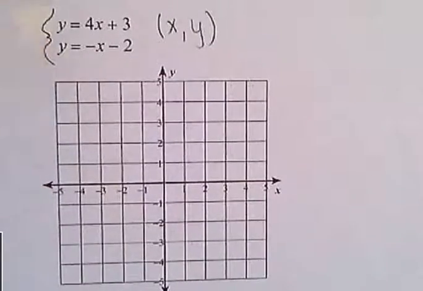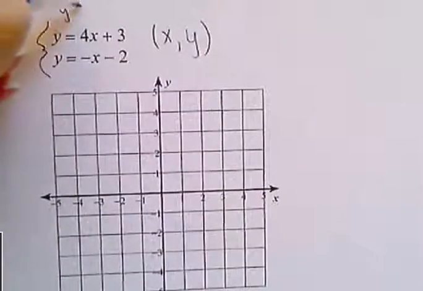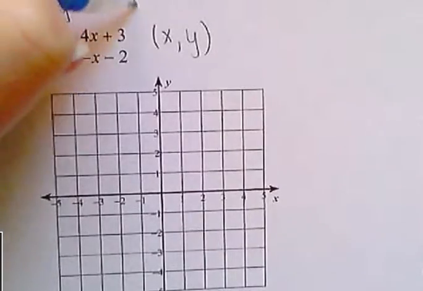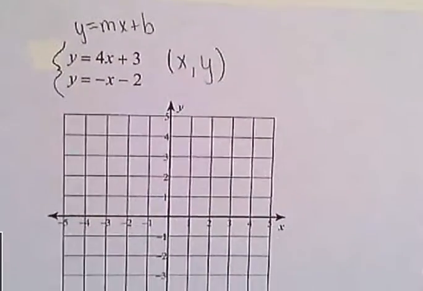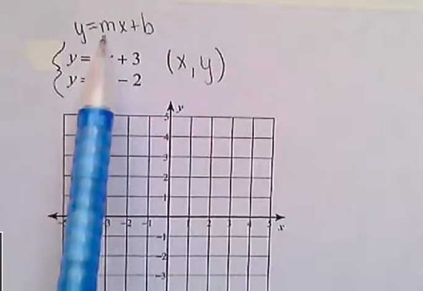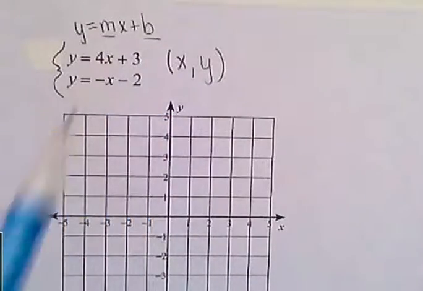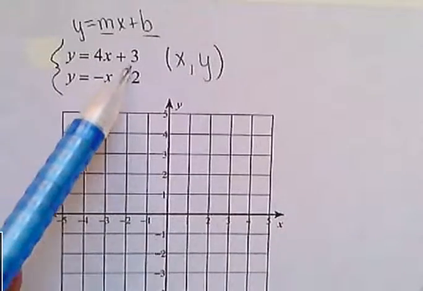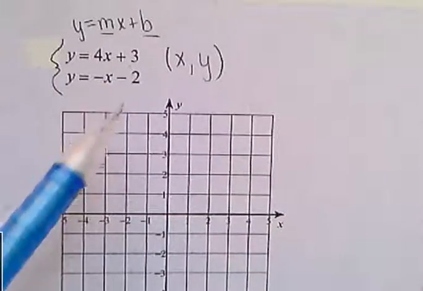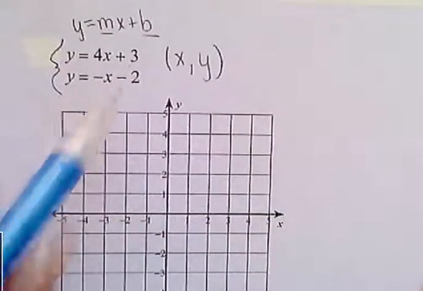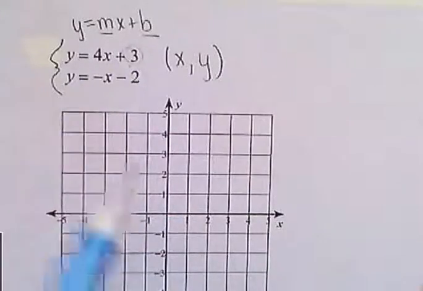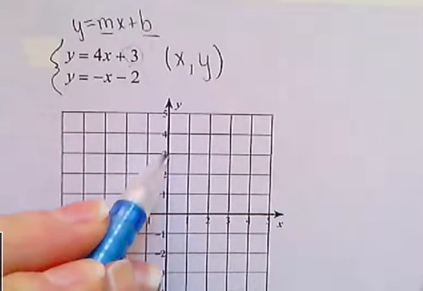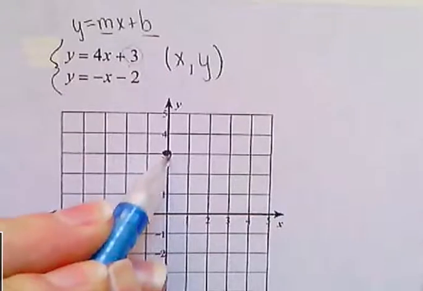The first one, if you think about y equals mx plus b, the m is the slope and the b is the y-intercept. So if I look at this first equation, my slope is 4 and my y-intercept is 3. So the simplest way for me to graph it would be to start at my y-intercept, which is 3. So I'm going to go to 3 on the y-axis and plot a point there.